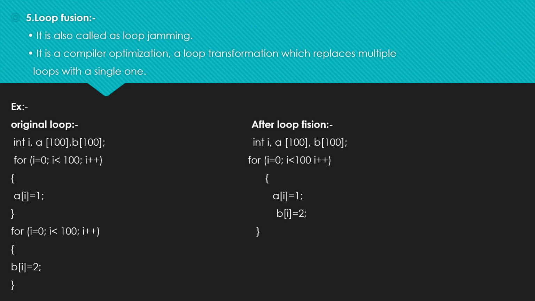You can see the example. The original loop: int i, a array of 100 values, and b similarly. For i is equal to 0, i less than 100, i plus plus, inside that, a of i is equal to 1. Similarly, the code after loop fission becomes: int i, a of 100, b of 100. For i is equal to 0, i less than 100, i plus plus, a of i is equal to 1 and b of i.